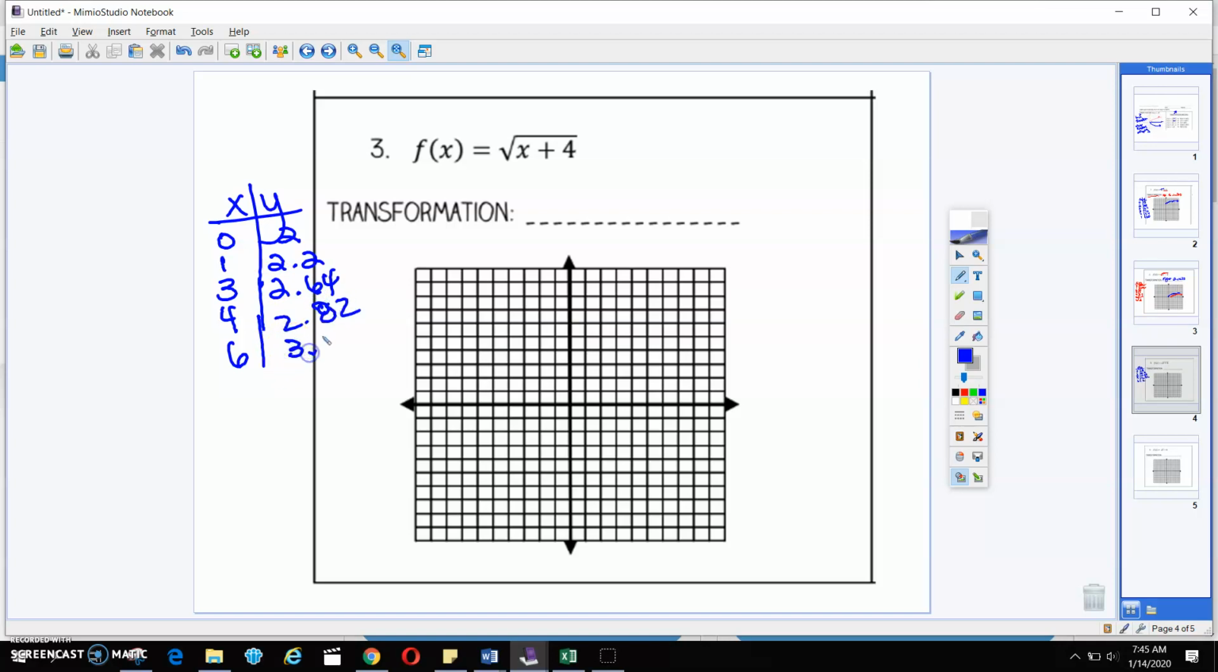And then when I plot them, I'm going to get 0, 2; 1, 2.2; 3, 2.6; 4, 2.82; and 6, 3.16. So this mess is going to look like this. So what's wrong with this graph though?